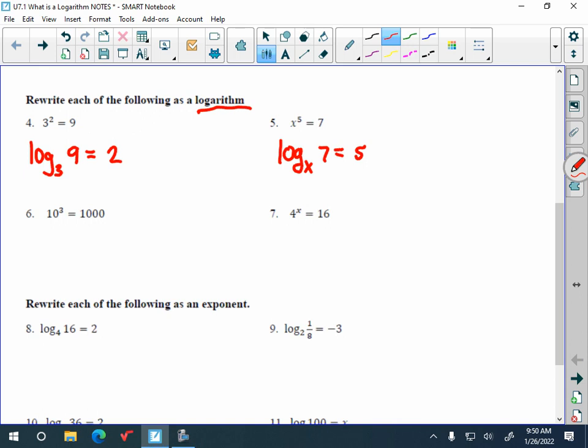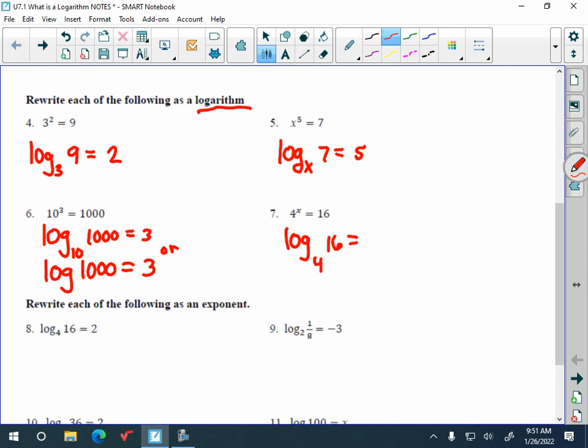All right, number 6, same thing. So we have log base 10, and then 1,000 equals 3. Now, because it's base 10, you can leave it, or this is the same thing, log 1,000 equals 3. Right? So when there's no base written, it's automatically a 10. And if you put a 10 there, then you can get rid of it also. All right, 7, let's see, log base 4, and then switch the 16 and the x across the equal sign.